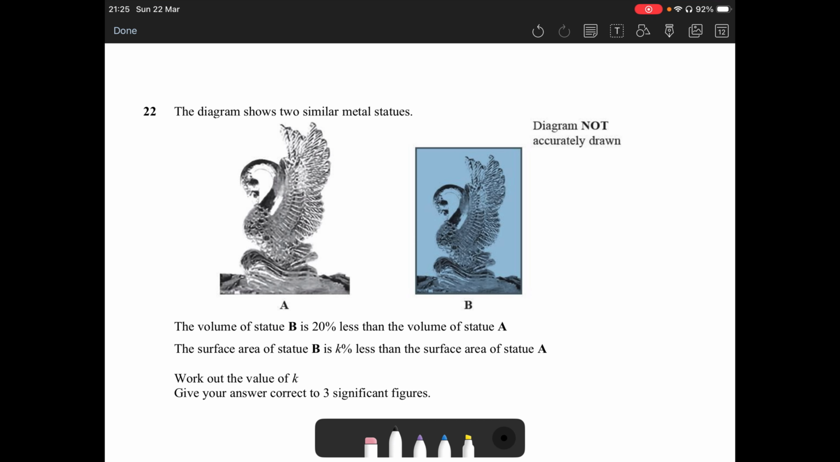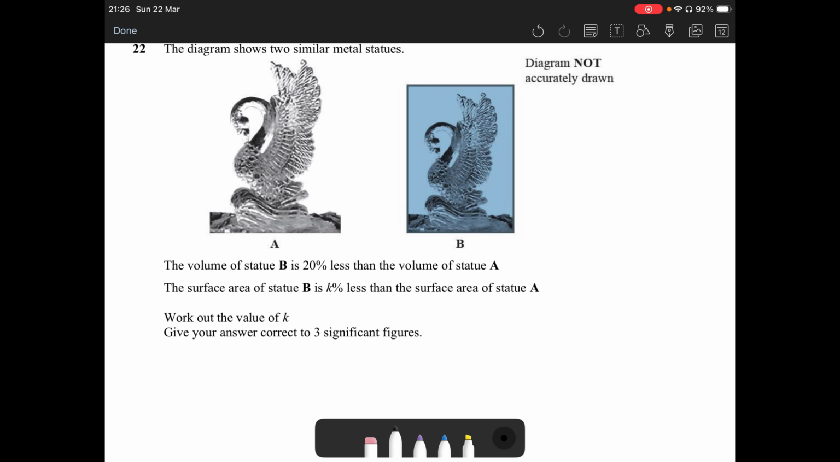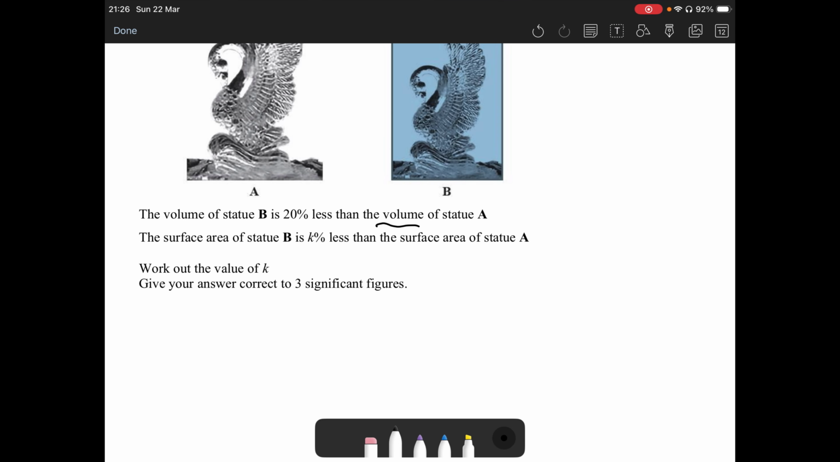Right, we've got 2 similar metal statues. Statue B is the bigger one. Surface area K is... Okay, that's actually not that bad. So we've got to do volume. So we'll say that B is 20% less than A. So we'll say that B is 0.8 times whatever A is volume-wise, right? When it comes to volume, B is 0.8 lots of A.